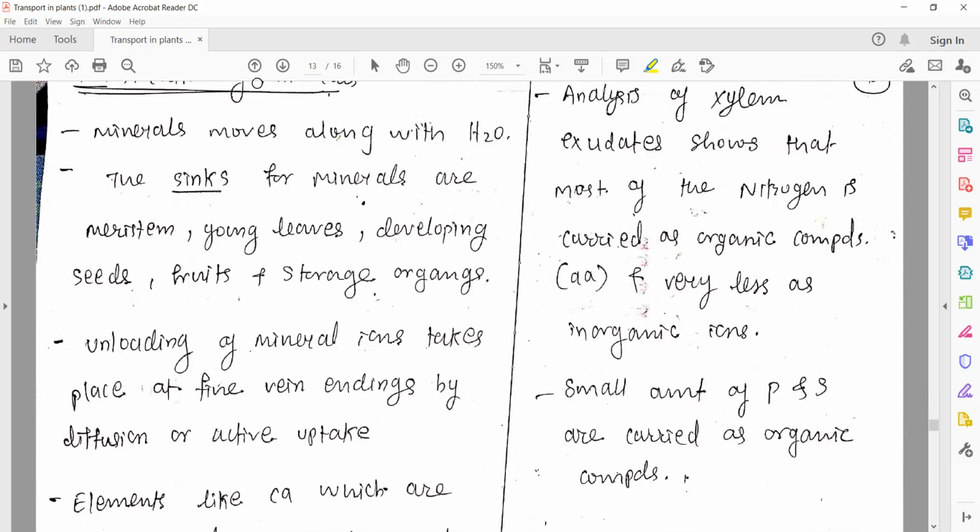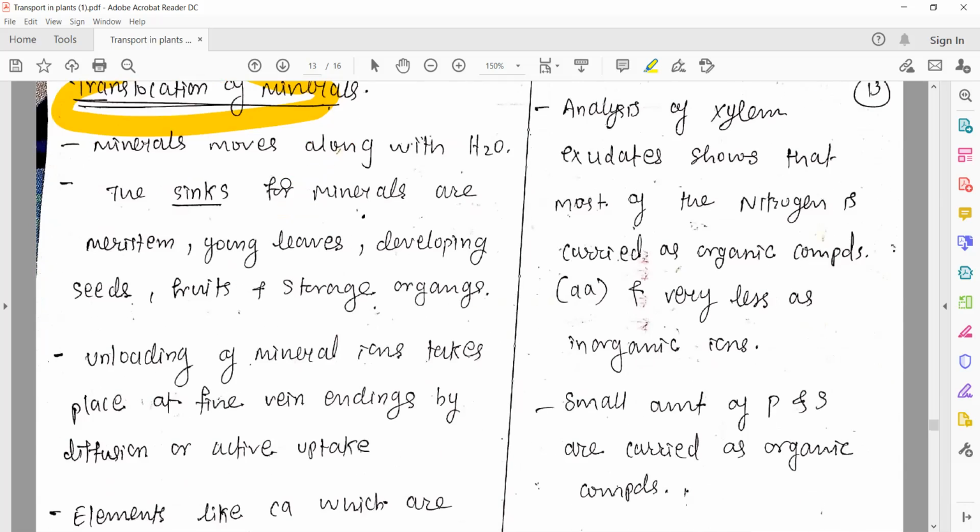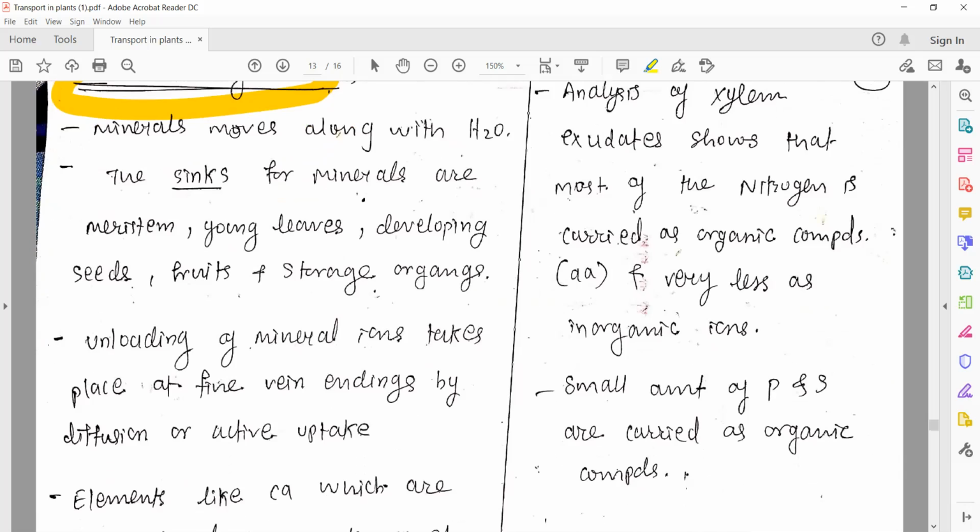Next point: we have seen transpiration, but we are now going to deal with a new topic, that is translocation of minerals. How are minerals translocated here? Minerals move along with the water. Minerals always move along with the water.